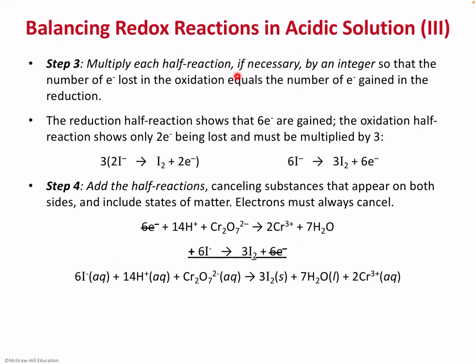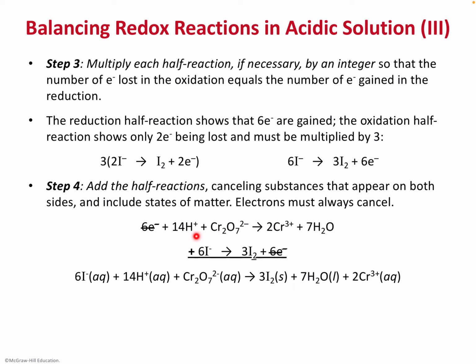Multiply each half reaction, if necessary, by an integer so that the number of electrons lost in the oxidation equals the number of electrons gained in the reduction. The reduction half reaction shows that 6 electrons are gained. The oxidation half reaction shows only 2 electrons being lost. So we have to multiply it by 3. This whole reaction we multiply by 3: 3 times 2I minus gives 6I minus, 3I2, 6 electrons.